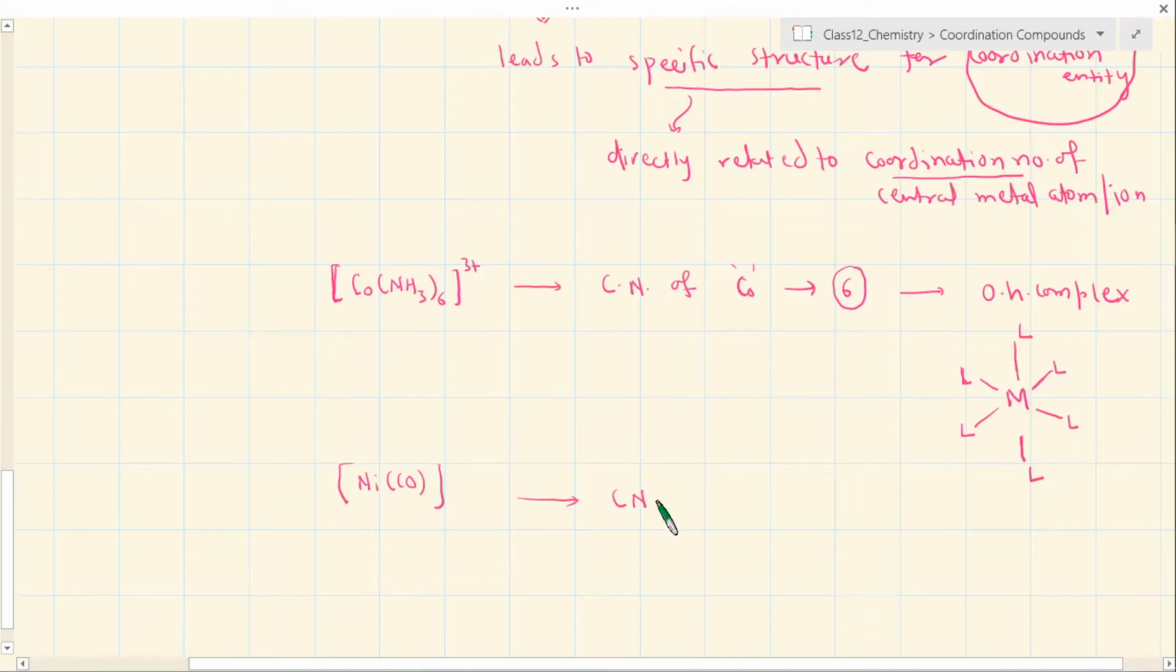Coordination number here of nickel in this particular case is 4 because there are 4 groups which are attached. Sorry, Ni(CO)4. Carbonyl means carbon monoxide molecule which is attached to nickel. So coordination number here is 4 and the geometry of this is established as tetrahedral. So there is a tetrahedral geometry around nickel for 4 ligands.